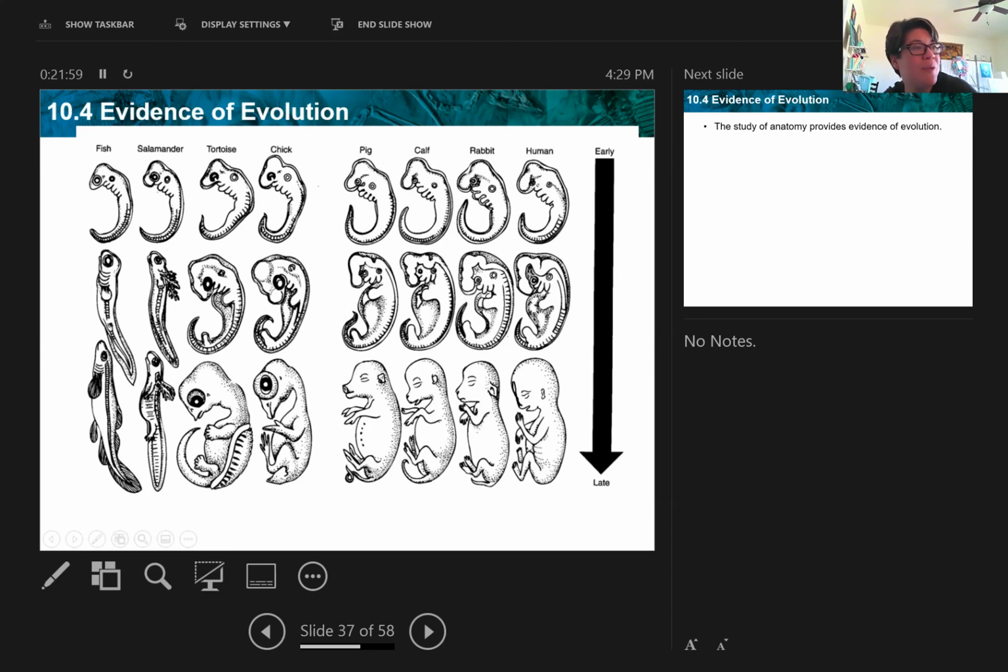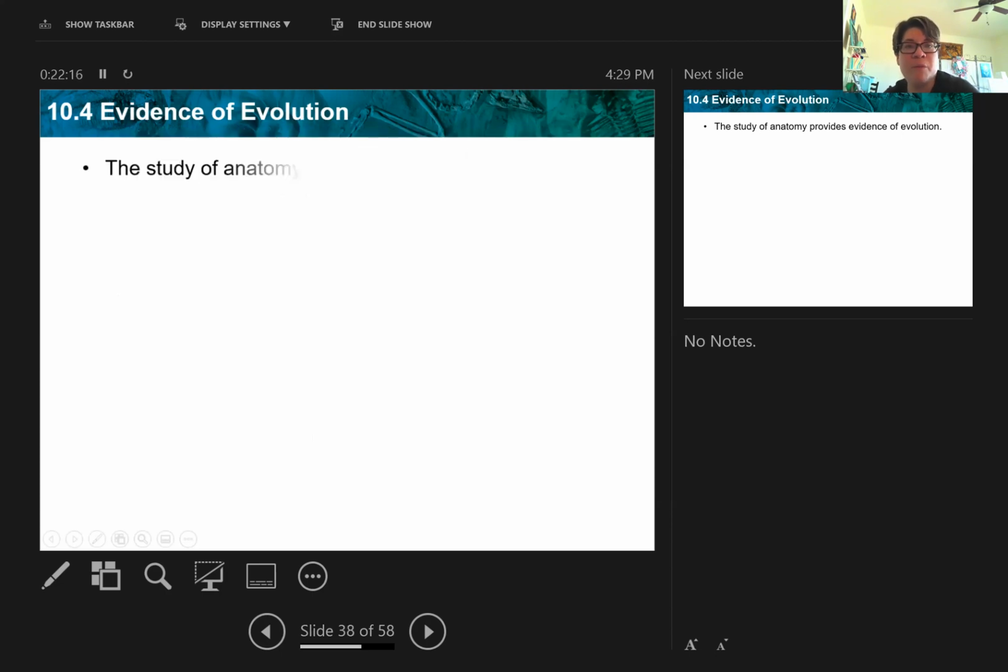So you can see what the other ones look like. We have fish, salamander, the baby turtle, a little cute chick, a little bird, and then we have a pig, calf, rabbit, and human. And you can see that those mammals look pretty similar. So from that, we would say some of these are more closely related than others. So that's what we learned from embryology.